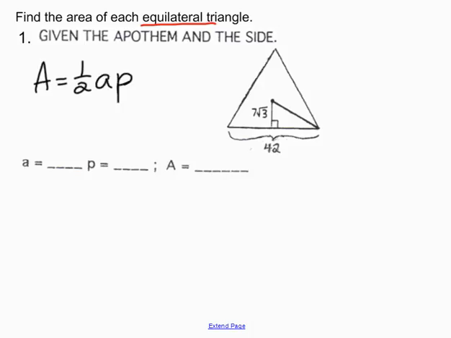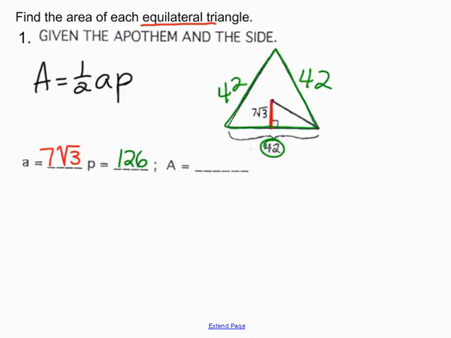Well, the apothem is right here, and it's already been given to us. So it's 7 radical 3. So now we have to find the perimeter. The perimeter is the distance around. If one side is 42, this side is 42, and this side is 42. So we end up with 42 times 3, which is 126.